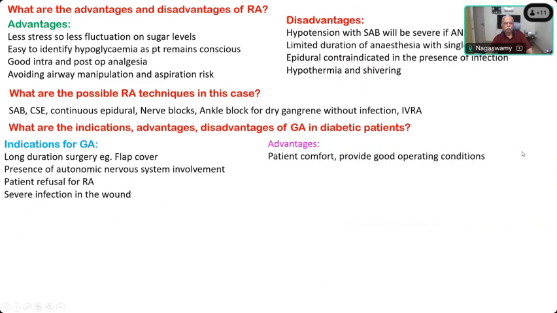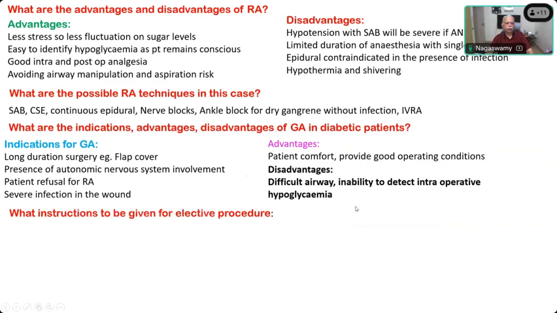Advantage: patient comfort, provides good operating condition. Disadvantages are difficult airway, especially found out by neck extension inability, or inability to detect intraoperative hypoglycemia. These are important. So we have to keep monitoring the CBG often when we do it under GA to check for any hypoglycemia.